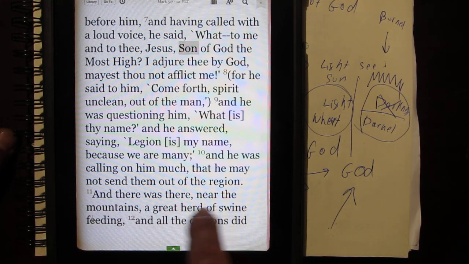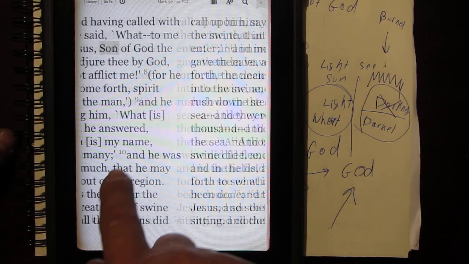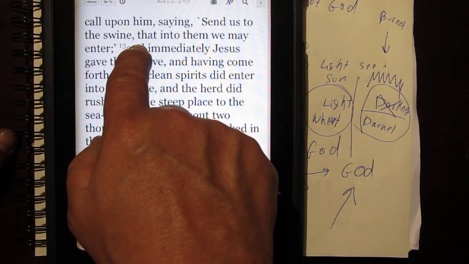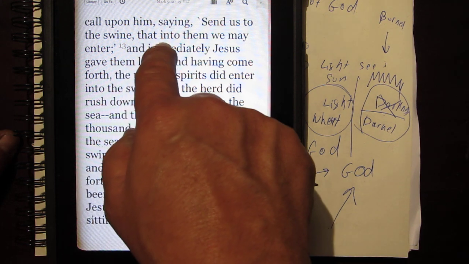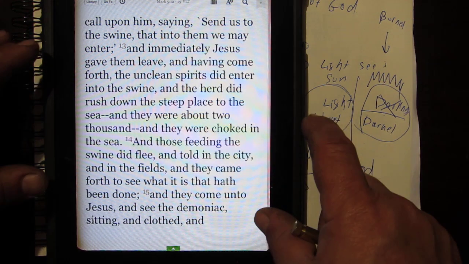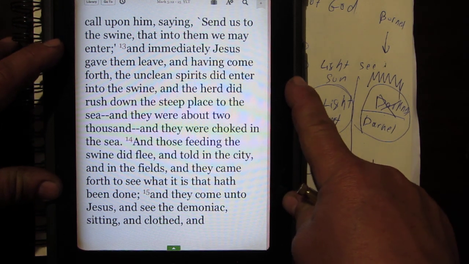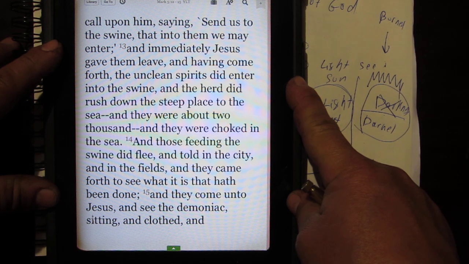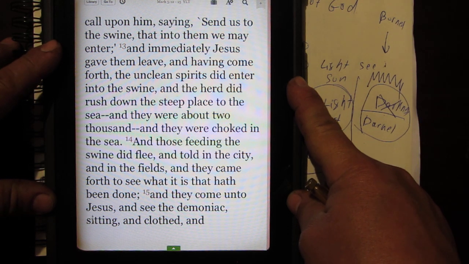And there was near the mountains a great herd of swine feeding, and all the demons did call upon him, saying, send us to the swine, that into them we may enter. You see, they're not going back to heaven because they never came from heaven. So they got to stay in the swine.